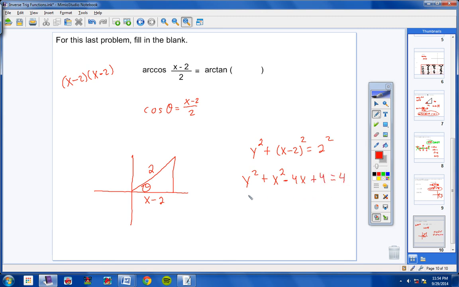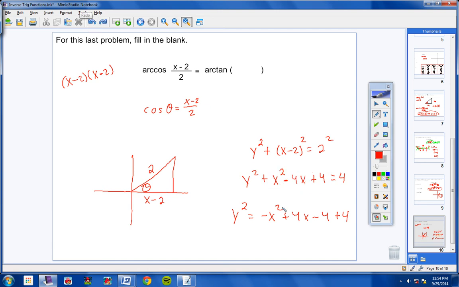Now, remember, we called this side y right here. We're just trying to solve for that side. So we're trying to get y by itself. So I'm going to bring all of these terms over to the other side and change their signs so that y squared is all by itself. Okay, so here we go. If I do that correctly, I'm left with y squared equals negative x squared, positive 4x, negative 4, positive 4. Okay, so I brought this term over, changed the sign. I brought this term over, changed the sign. I brought this term over and changed the sign.